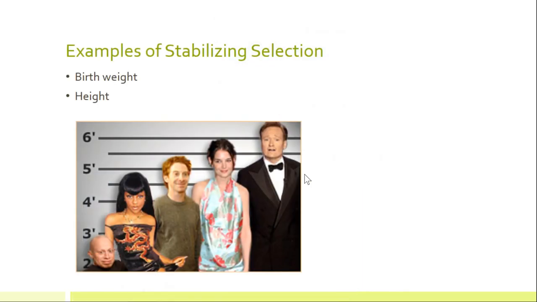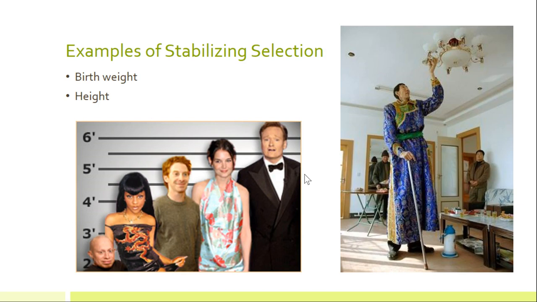Okay. We actually have stabilizing selection in the human population in both birth weight and height. We have a wide range of heights, but if you are too small, there are usually physiological problems that go with that. Okay, if you are too big, there are physiological problems that go with that as well. And people who suffer from gigantism oftentimes have other problems, and many of them don't live past like 30, 35.